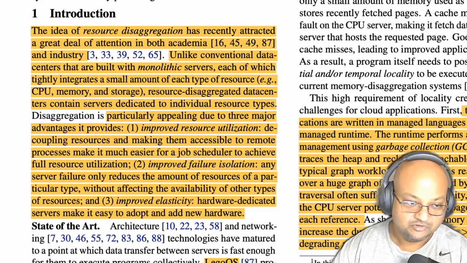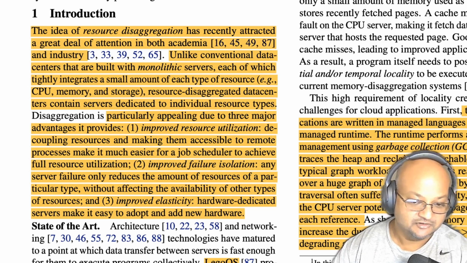You have one pool of servers which just have a lot of CPU. You have another pool of servers that just have a lot of RAM. You don't have to find one specific machine that has just the right amount of CPU and just the right amount of RAM for your application.